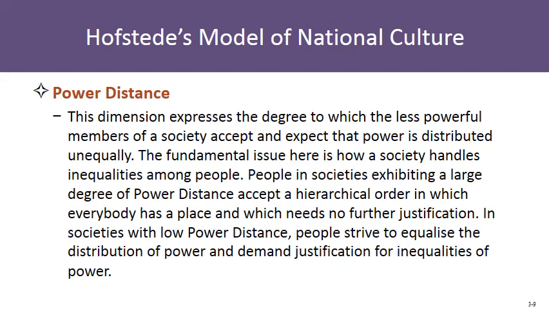This next dimension is the power distance dimension. It expresses the degree to which the less powerful members of a society accept and expect that power is going to be distributed unequally. In essence, it's acceptance of a form of class system, even if it's not codified as a formal class system. So the basic issue here is, how do societies handle inequities and inequalities among people?